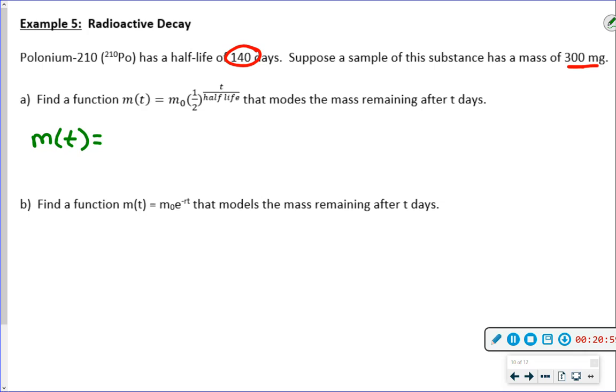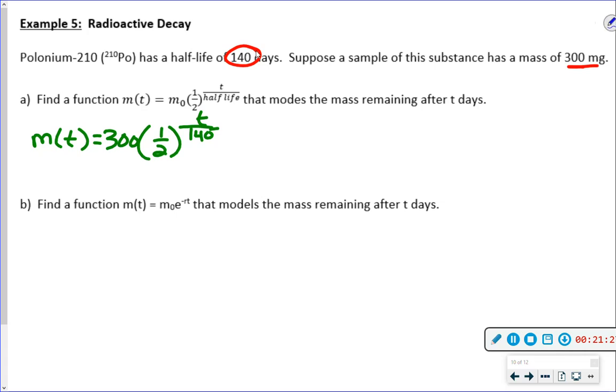Okay, initial amount. Well, read closely. What's your initial amount of the substance? 300. And then I've got my 1/2. And then your exponent, of course, you've got the fraction. Now, it wants you to do it in terms of T. That stays as is. And you can see the half-life of it is 140. So there's my model. I don't have to do anything else.